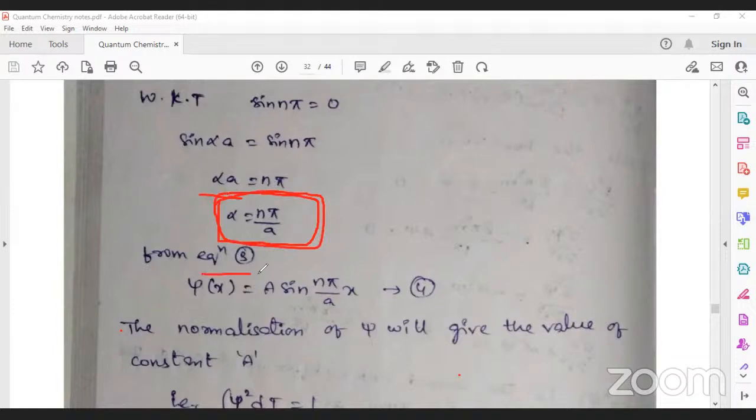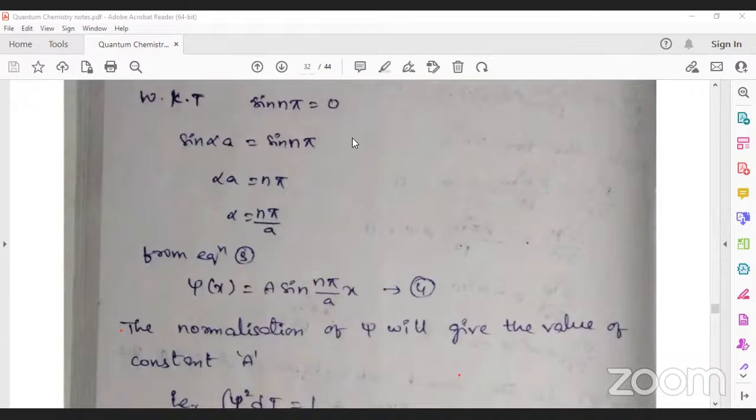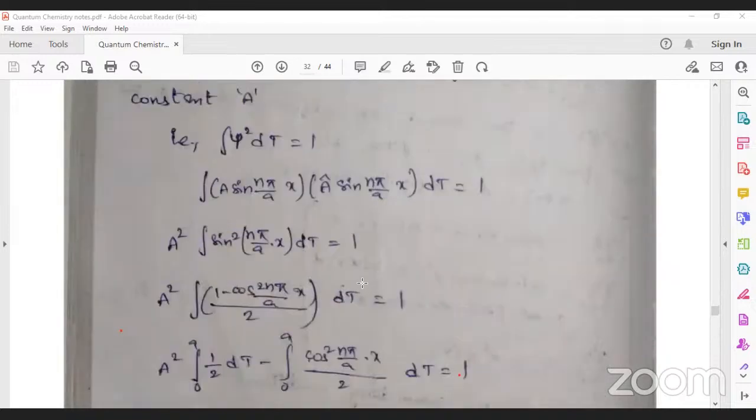So from equation number 3, psi is equals to a sin alpha x plus b cos alpha x. In a sin alpha x, the alpha value we will get is n pi by a, so alpha x means n pi by a into x. Now we want only the value of a. If we get the a value, that is the equation of the wave function psi. How will we get the a value? By doing normalization of psi.